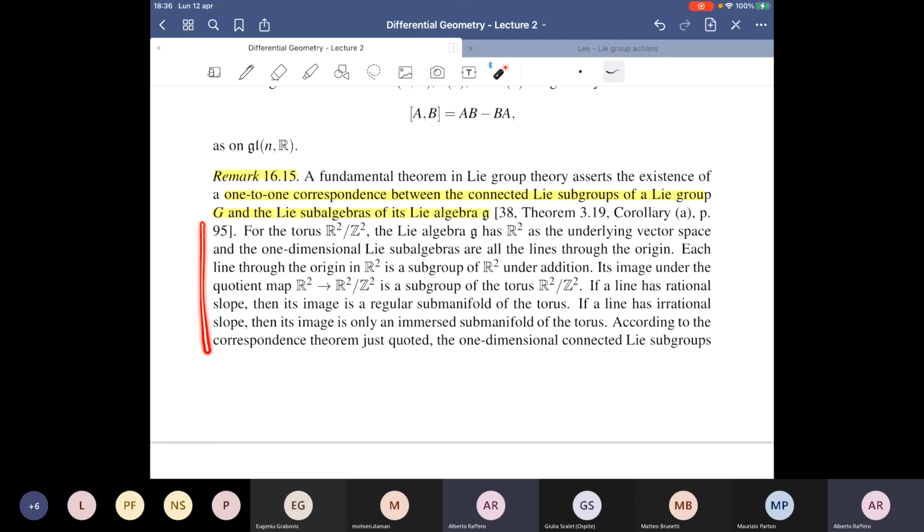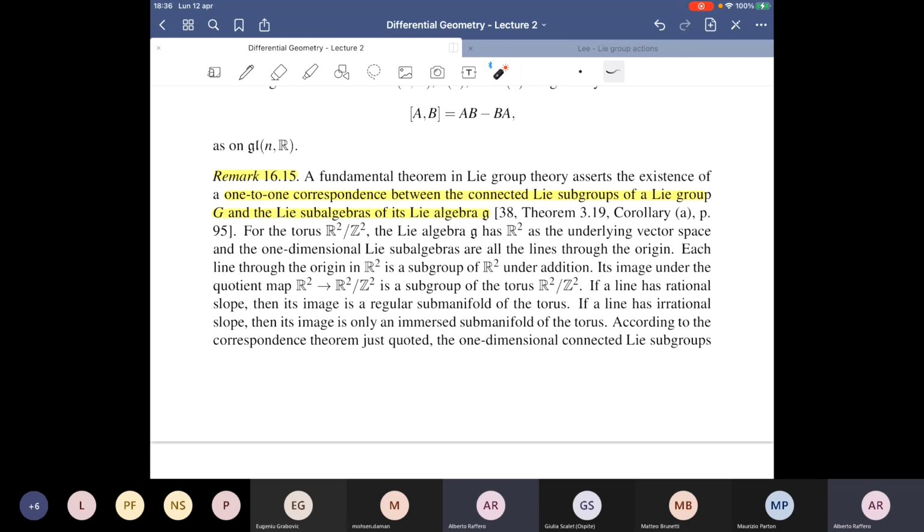So, in the example of the torus, of course, the torus is a Lie group, you can think of it as the product of the circle with itself. And you saw in the first lecture that the circle is an example of a Lie group. So the torus is in particular a Lie group, and its Lie algebra is abelian. You can show that its Lie algebra is R2 with the trivial bracket, so with the bracket for which the bracket of any two vectors is 0.